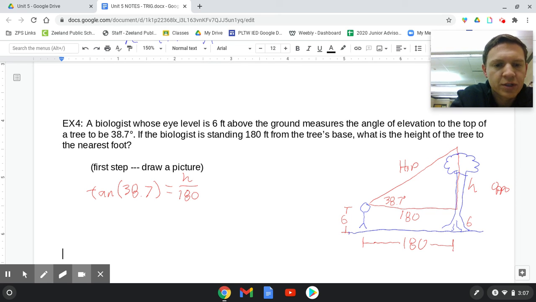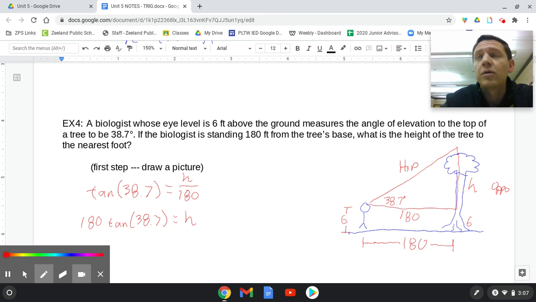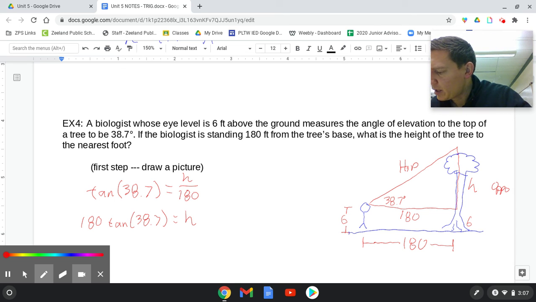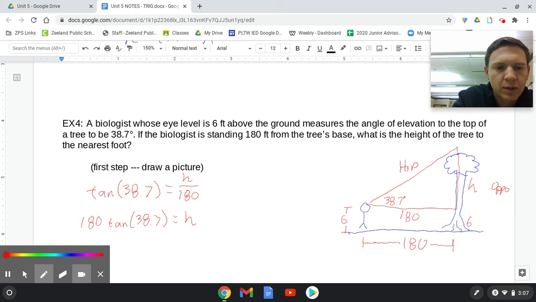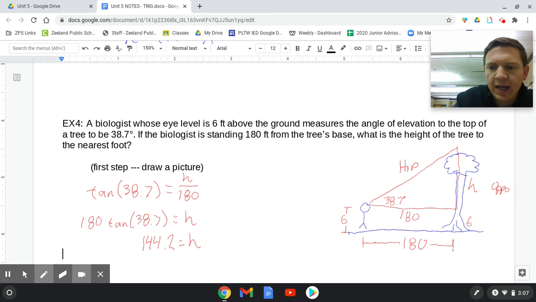Again, solve for h. So I'll multiply 180 to both sides, and I'll get 180 times tangent of 38.7 equals h. I just have to multiply that in my calculator. So 180 times tan of 38.7, 144.2. Remember, I got to add that 6 feet for the height of the eye level, which gives me 150.2 feet as the total height of the tree.